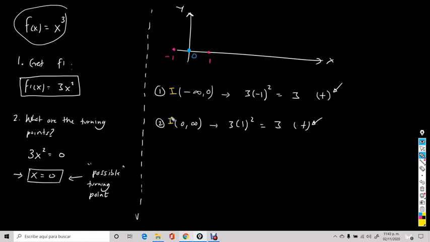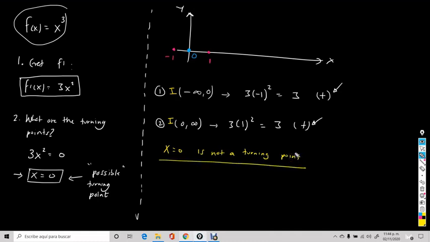How is this possible? Before this apparently turning point, the function is increasing, and once it goes past this point, the function is also increasing. So it's not changing behavior. How can that be? That's why I told you guys that this is just a possible turning point. In this case, what we found is that in fact x equals 0 is not a turning point.